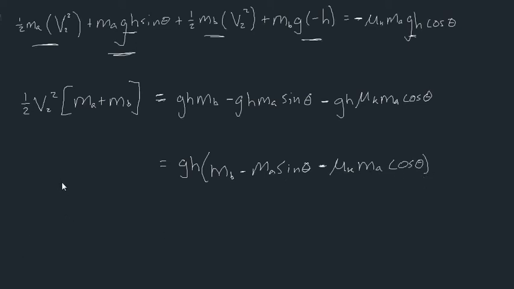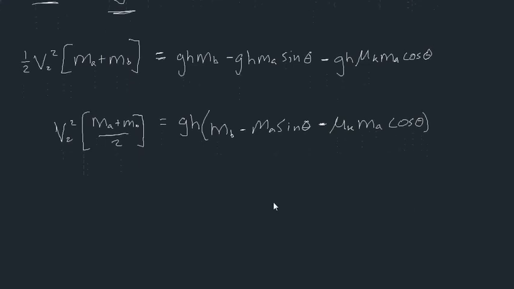Alright, on our right hand side it'll remain the same, so we've got, let's just call it, v2 squared times ma plus mb on 2. Well, it should be fairly simple. I'm just going to multiply by 2 and divide by our total mass of both of our objects.